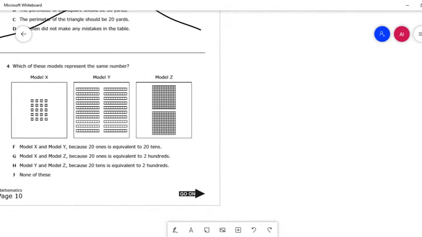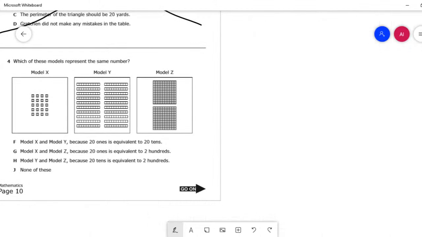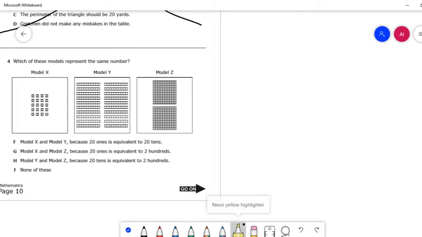So let me just position this problem well so we have plenty of space to work. And let's start reading through the problem and identifying the important parts. So which of these models represent the same number? So as you can tell, there are three different models: Model X, Model Y, and Model Z, each of them representing numbers in different ways. And the answer choices, we just have to say which ones represent the same number.